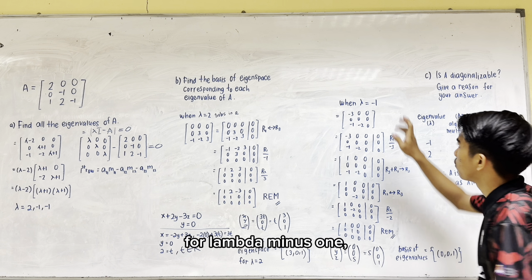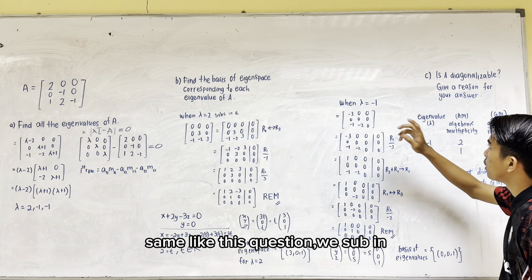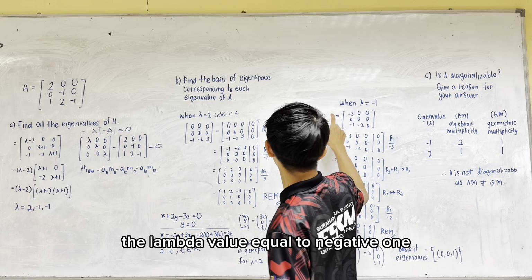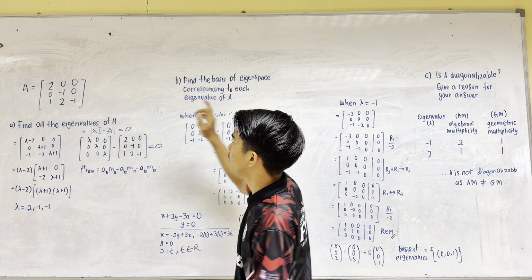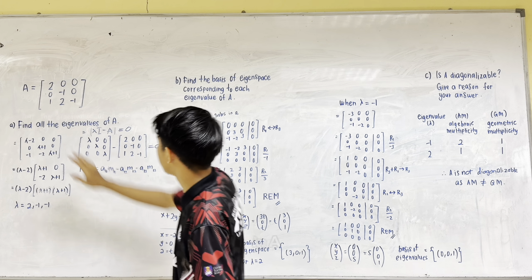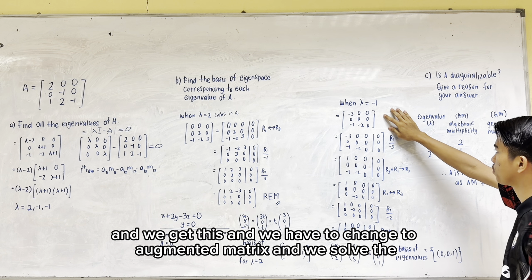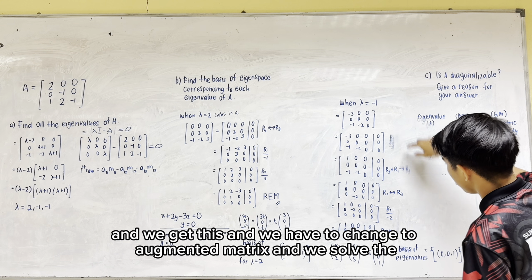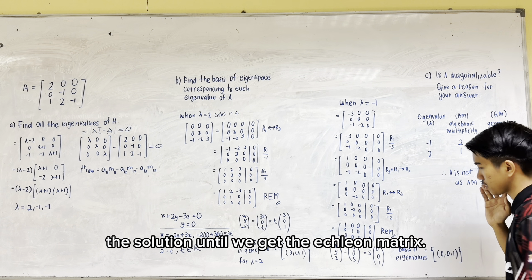And next, for lambda minus 1, same as this question, we start with lambda equals 1 and negative 1 times A, and we get this. And we change it to an augmented matrix, and we solve until we get the row echelon matrix.